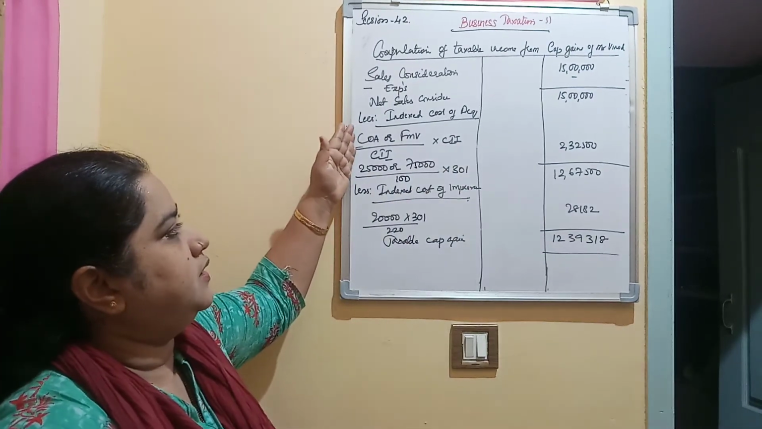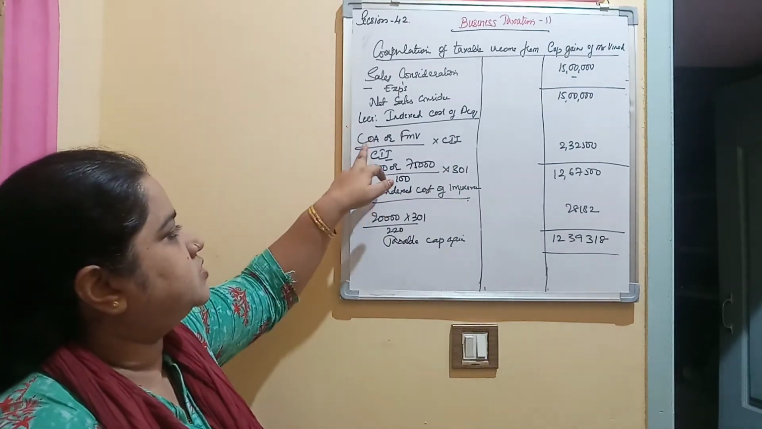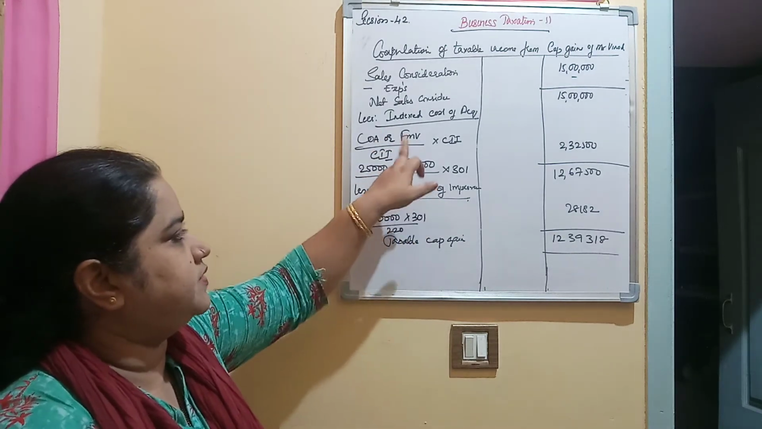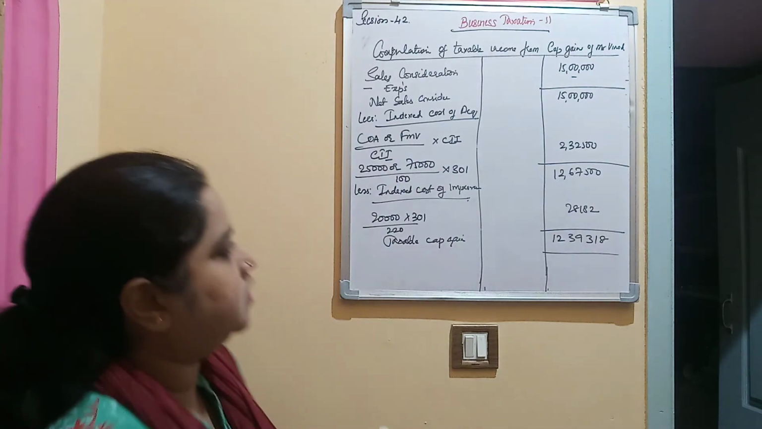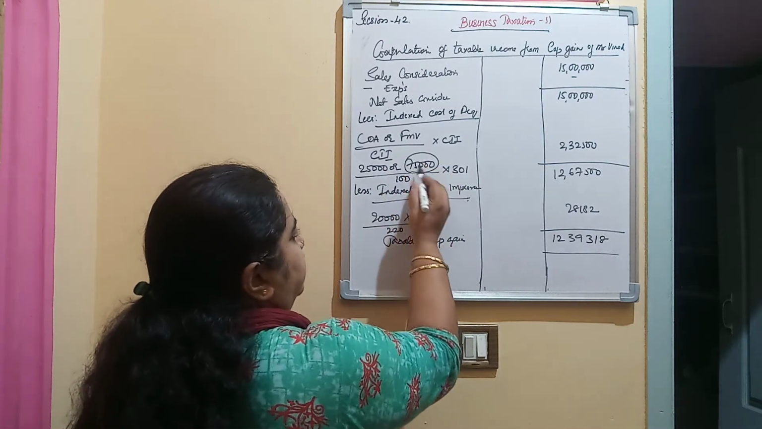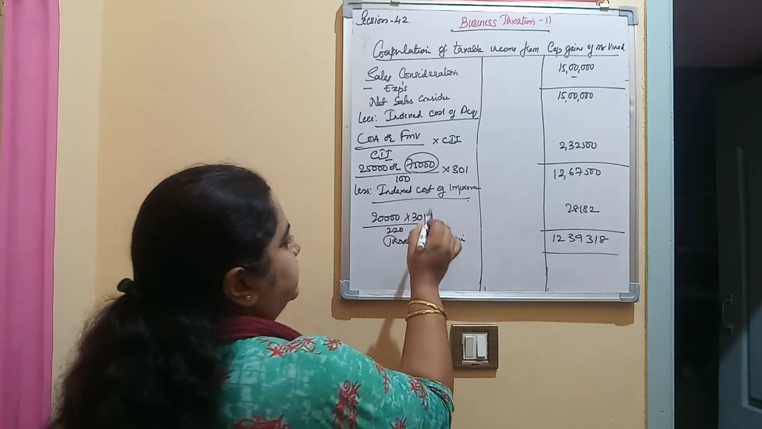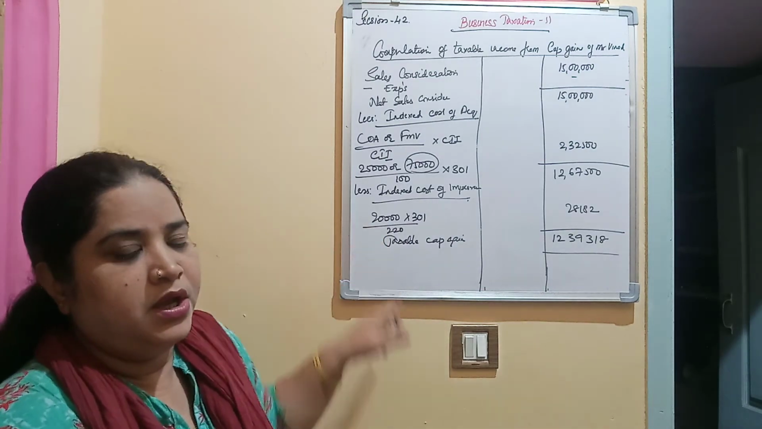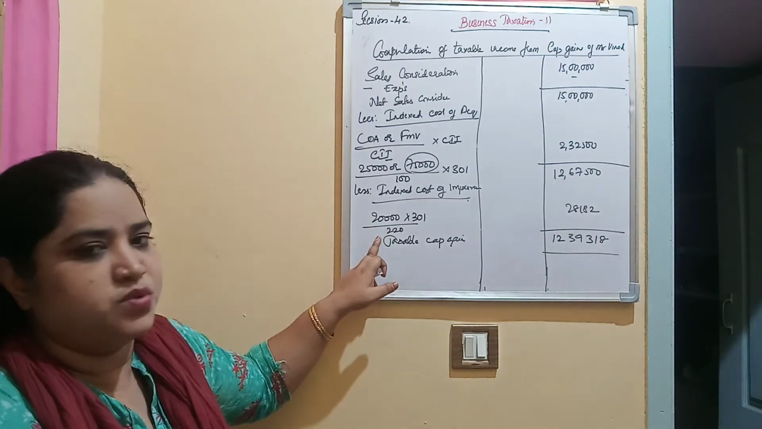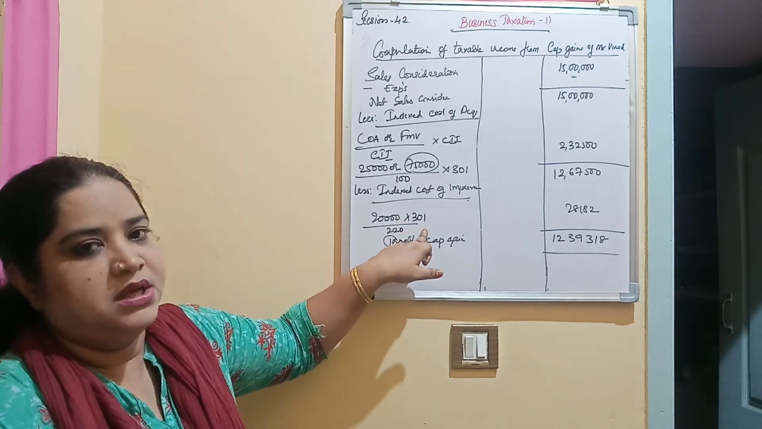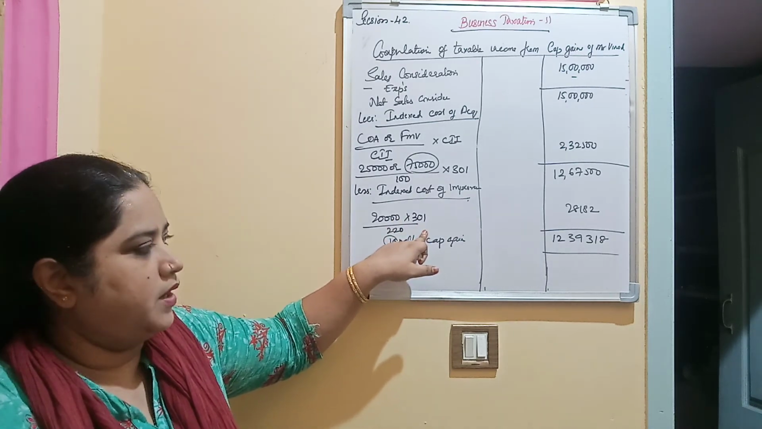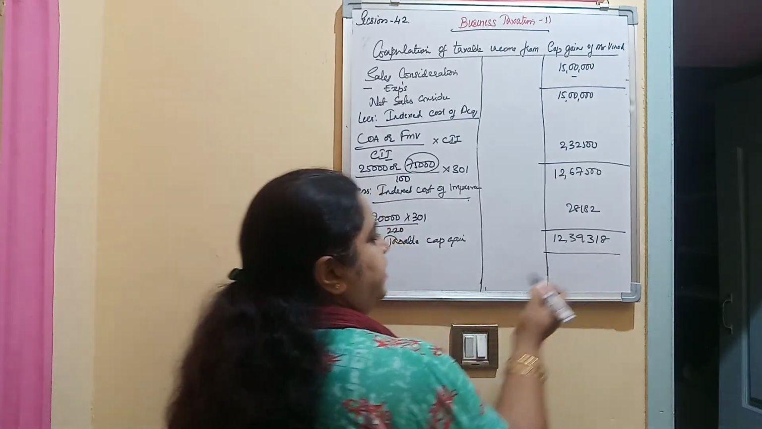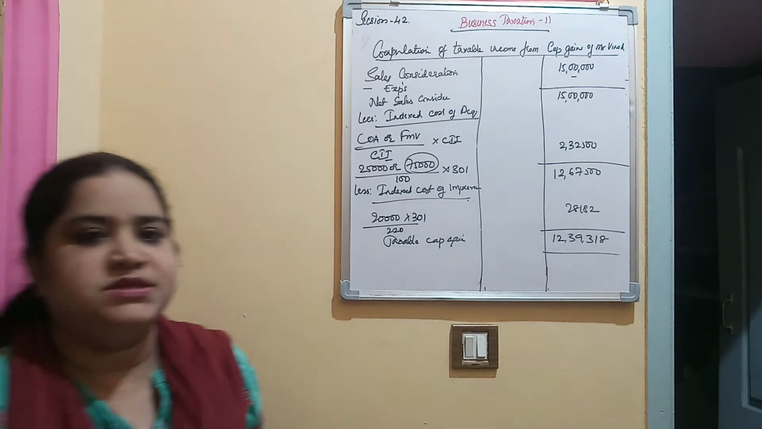Then I proceed with the calculation of index cost of acquisition. Index cost of acquisition is the cost of acquisition or fair market value, whichever is higher. 75,000 is higher, so 75,000 into 301 divided by 100. I take this and calculate. Then I do the cost of improvement. 20,000 is incurred during the year 2013, when the cost inflation index is 220. The previous year's cost of inflation index is 301. After deducting that, the taxable capital gain is 12 lakhs 39,318.